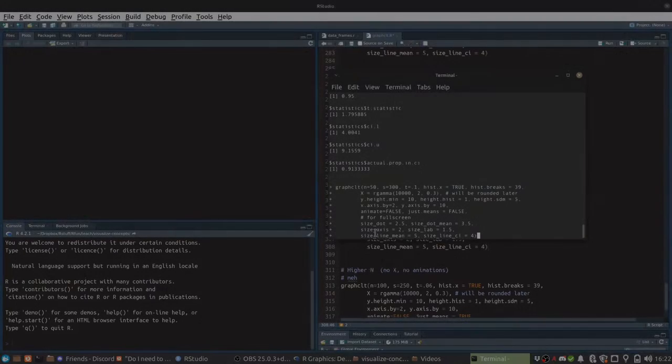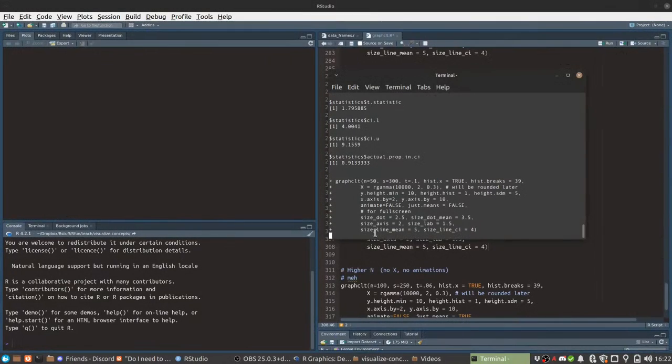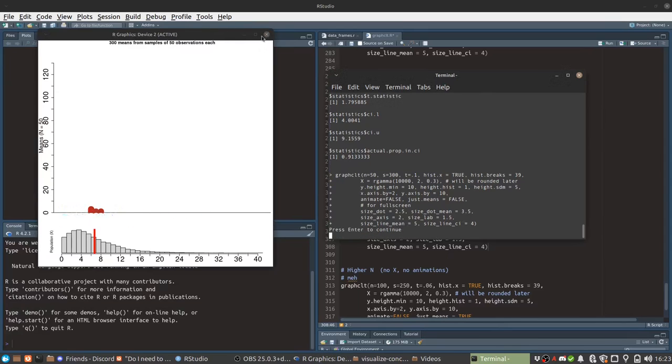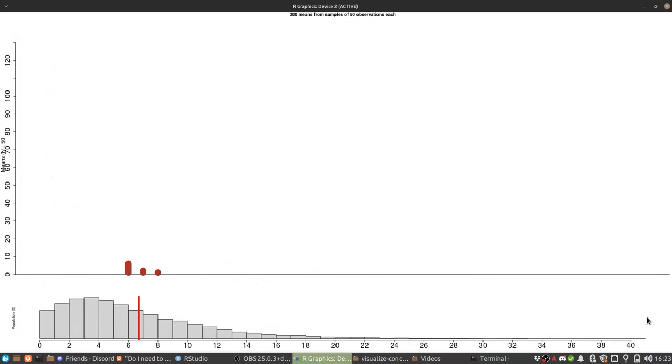So 50 observations per mean, and let's speed it up a bit. Oh, there are still blue dots. I didn't realize that. I forgot I left that in. So watch how this grows. First of all, it's just smaller. It's just left to right. It's skinnier. There's even less variability.